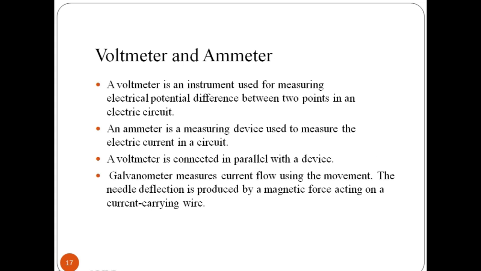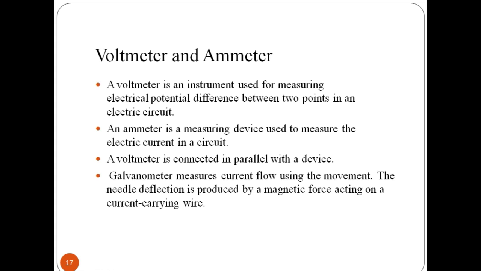In this section, we are going to learn about the function of ammeter and voltmeter. A voltmeter is an instrument used for measuring electrical potential difference between 2 points in an electric circuit. A voltmeter is connected in parallel with a device to measure its voltage, while an ammeter is connected in series with a device to measure its current. An ammeter is a measuring device used to measure electric current.